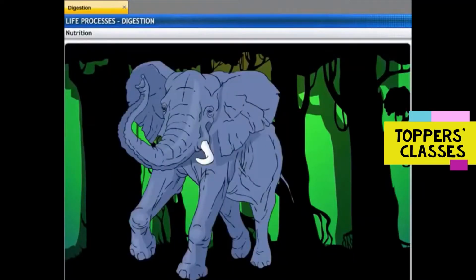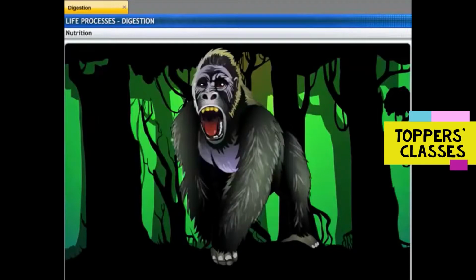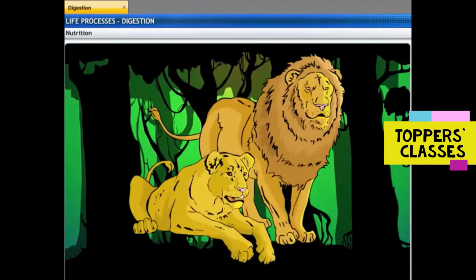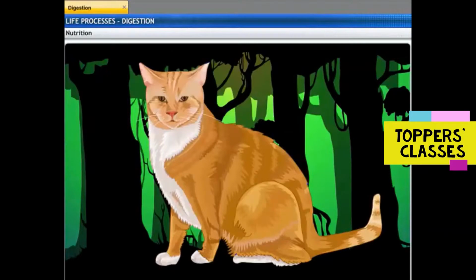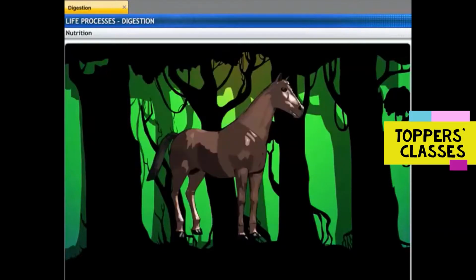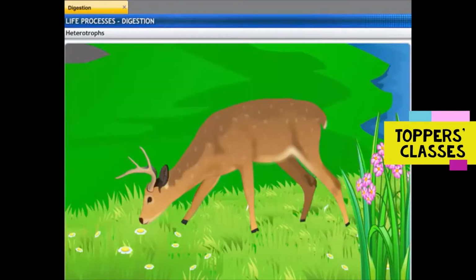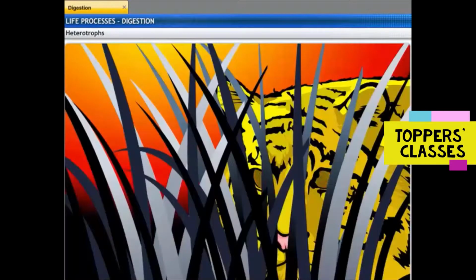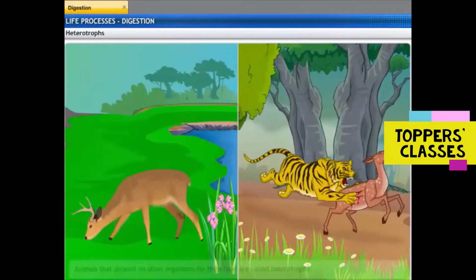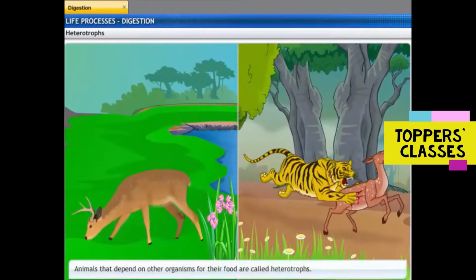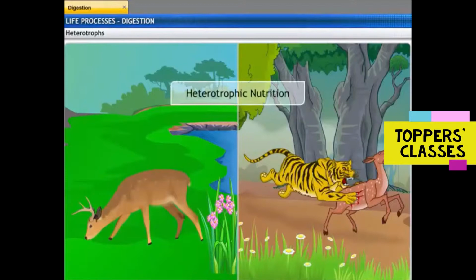Each organism is adapted to its environment. The form of nutrition depends on the type of food as well as how it is obtained by the organism. For example, a deer gets its nutrition from grass, and the tiger in turn feeds on the deer. Animals that depend on plants or other animals for their nutrition are called heterotrophs. This type of nutrition is called heterotrophic nutrition.